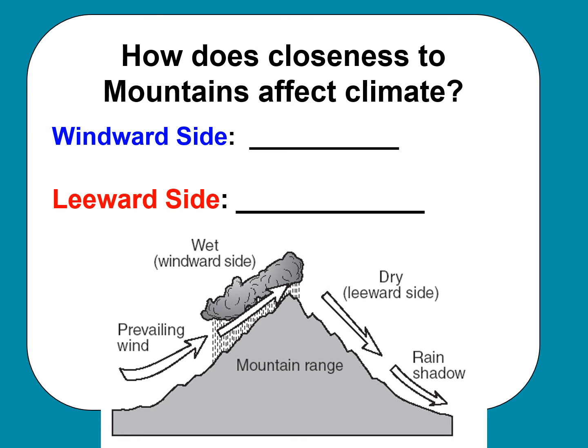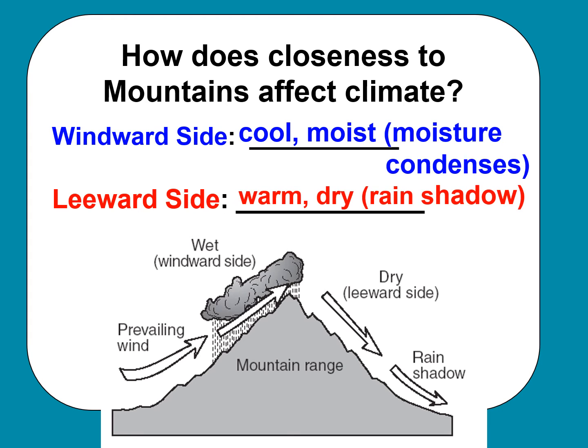Okay, our next one is closeness to the mountains. Okay, this one is kind of easy to remember. You can remember windward is wet. The windward is wet. The leeward is dry.